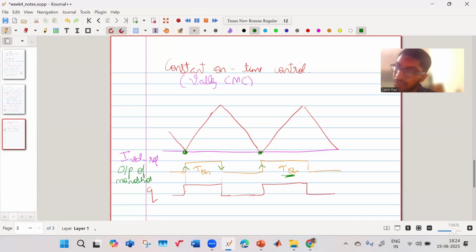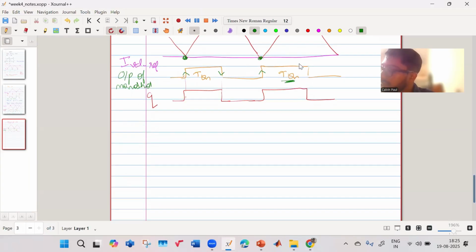Because it is similar to valley current mode control, it has various benefits. Constant on time control is widely used for light load applications, which we will touch in a few moments. We will discuss what light load is and why it is important. Okay.